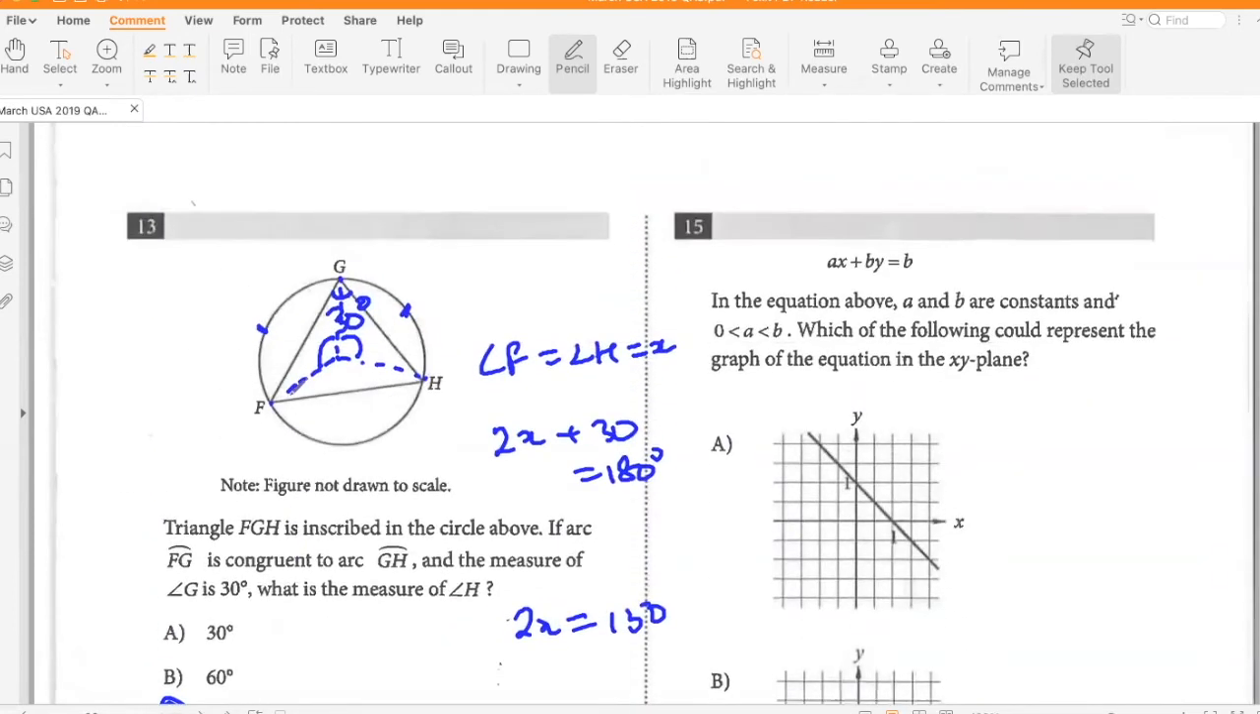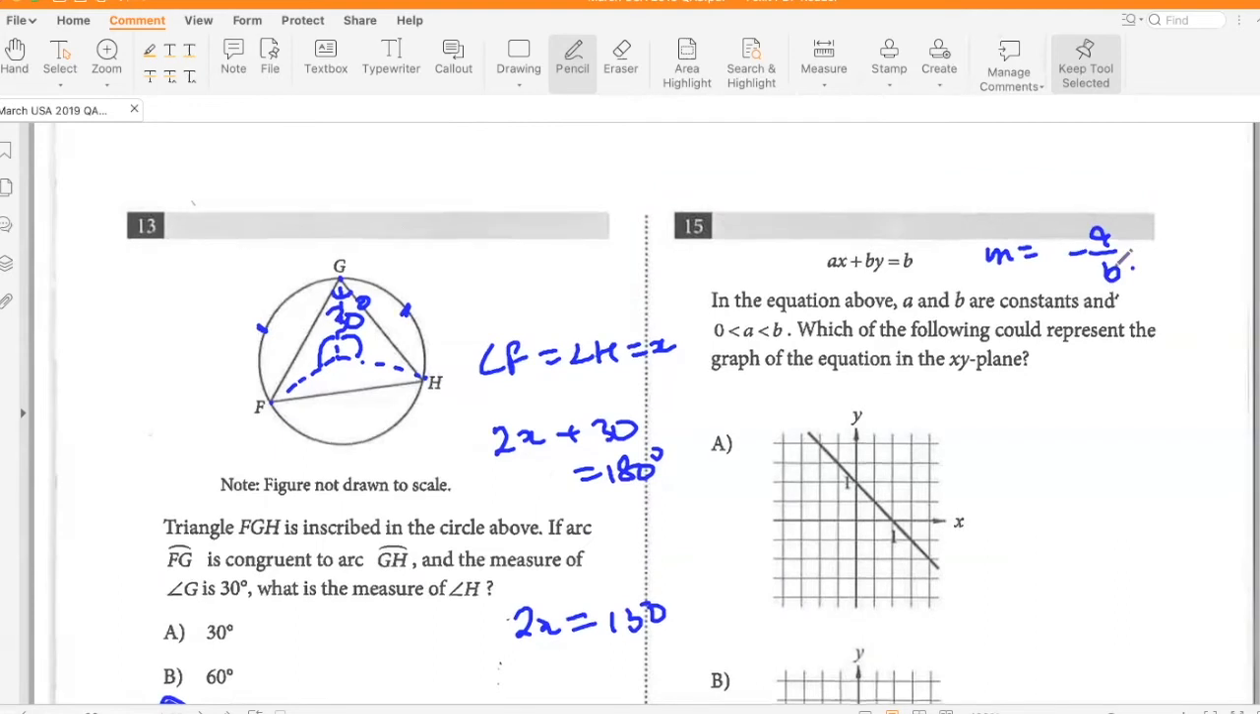ax + by = b. In the equation above, a and b are constants and 0 < a < b. Which of the following could represent the graph of the equation in the xy plane? Okay, so the slope here would be -a/b.